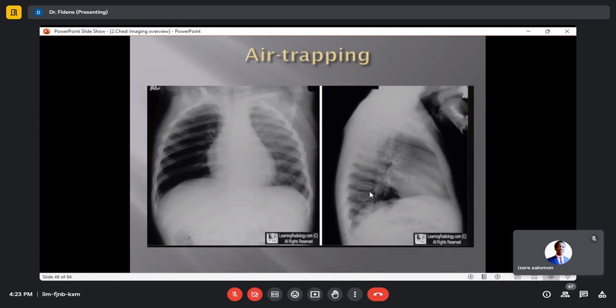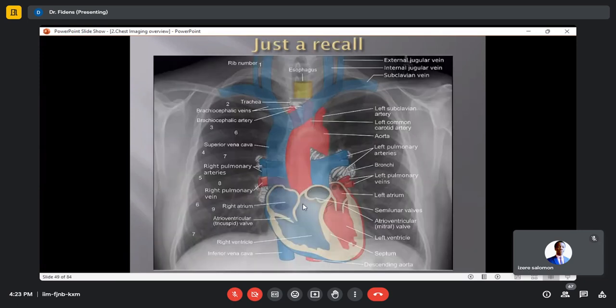And I tell you the truth, if you had done an inspiratory phase, a deep inspiratory phase of this film, you could not differentiate if there is any air trapping somewhere. Because even this lung would become dark, and this one would become dark, so you can't differentiate them.